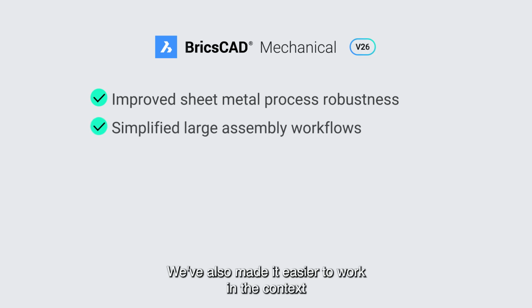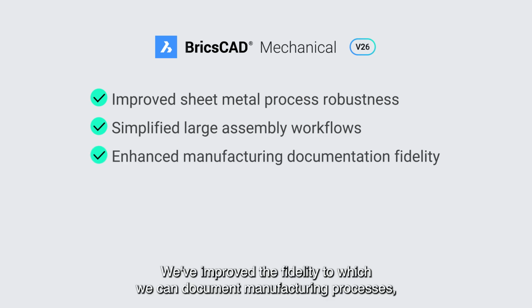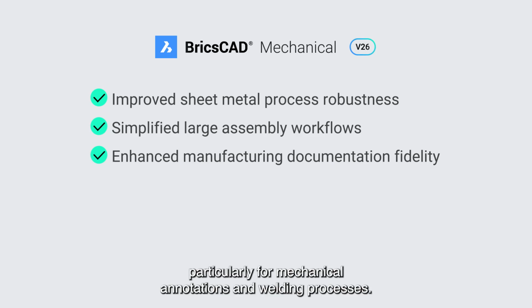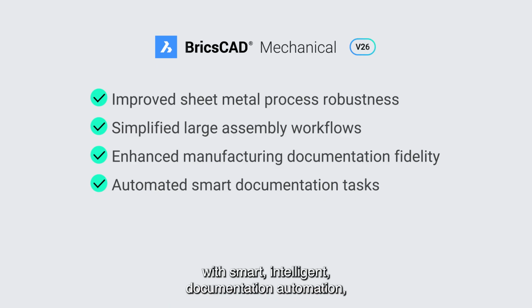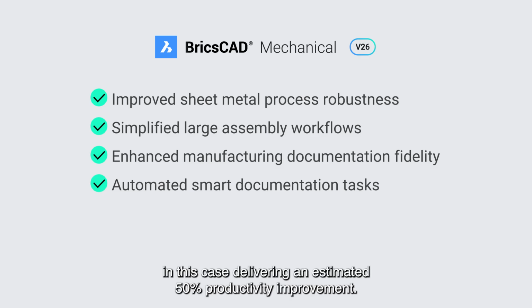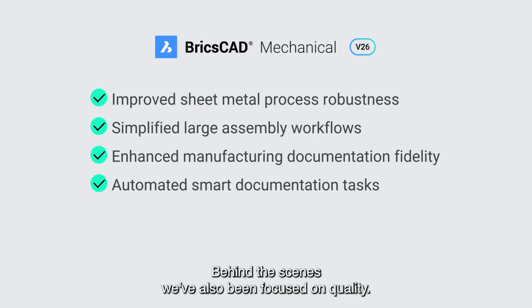We've also made it easier to work in the context of large assemblies, supporting zoom, highlight, and edit in the context of an assembly. We've improved the fidelity to which we can document manufacturing processes, particularly for mechanical annotations and welding processes. We've delivered improved performance with smart intelligent documentation automation for chamfer power dimensions, in this case delivering an estimated 50% productivity improvements.